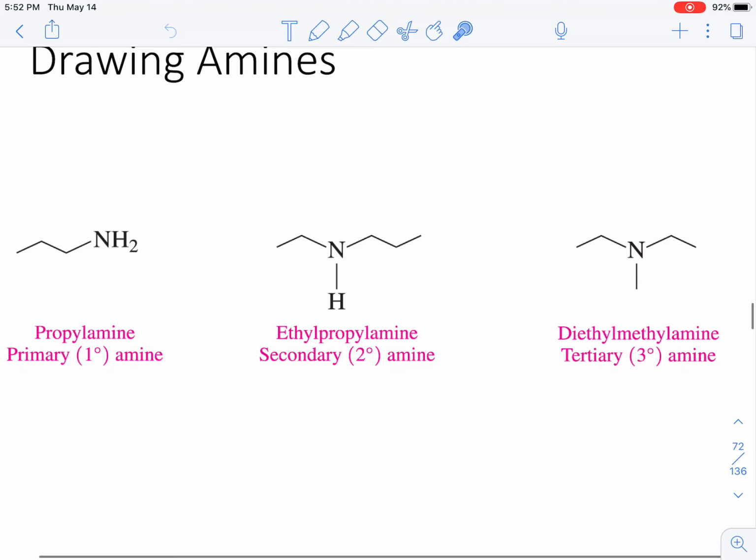And so this is what a secondary amine looks like. And when you have a tertiary amine, notice that there are no hydrogens that's drawn because all of the available hydrogens were replaced by an R group.